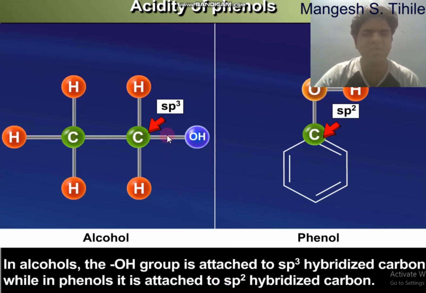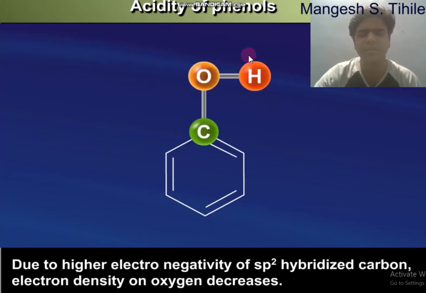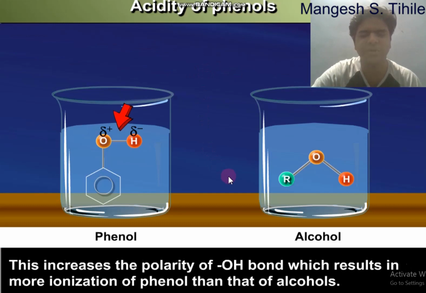You people write down these two structures in your notebook. Then we'll proceed to the next. The sp2 hybridized carbon atom is more electron withdrawing, and by virtue of its electron withdrawing nature, polarity occurs between the oxygen and hydrogen, whereas in alcohol no such polarity occurs.